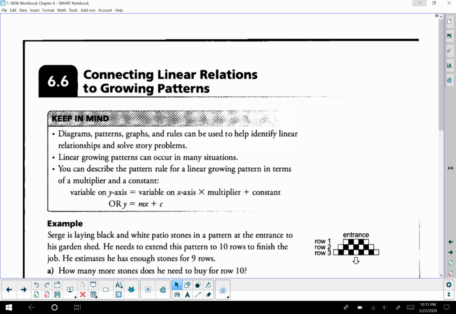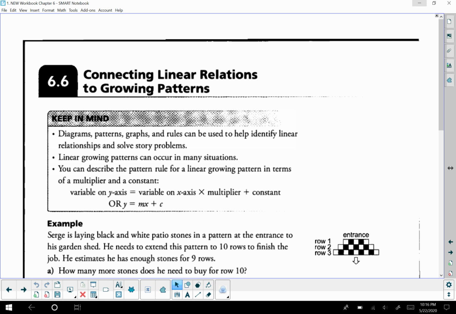You can represent it through equations or pattern rules. You can represent it through table of values. You can represent it through graphs, and you can also represent it through stories. So that's the four things that we're going to tie together in section 6.6.